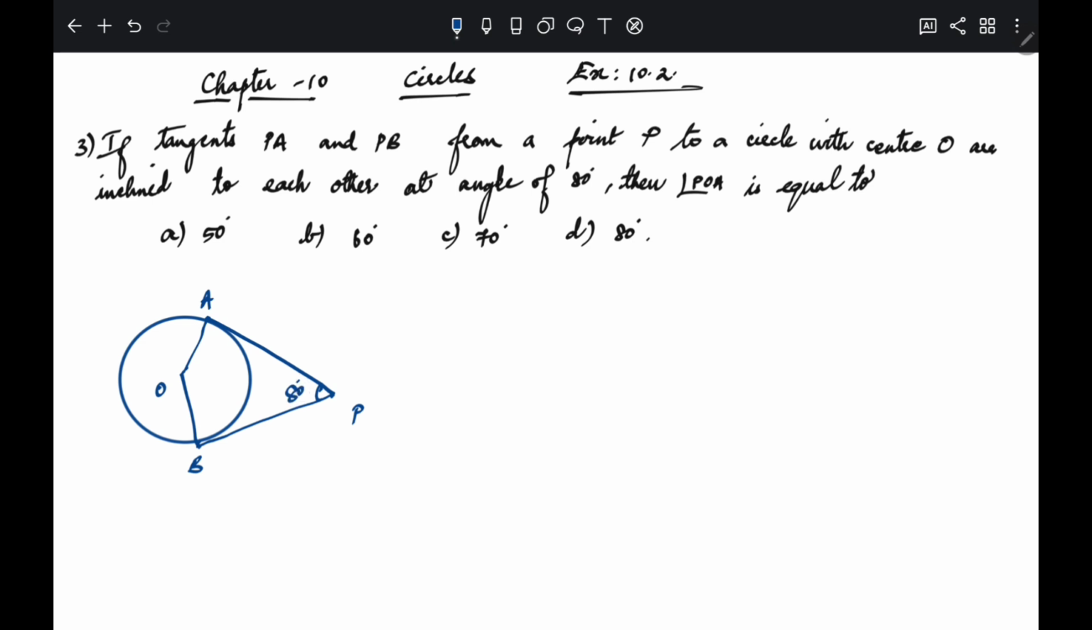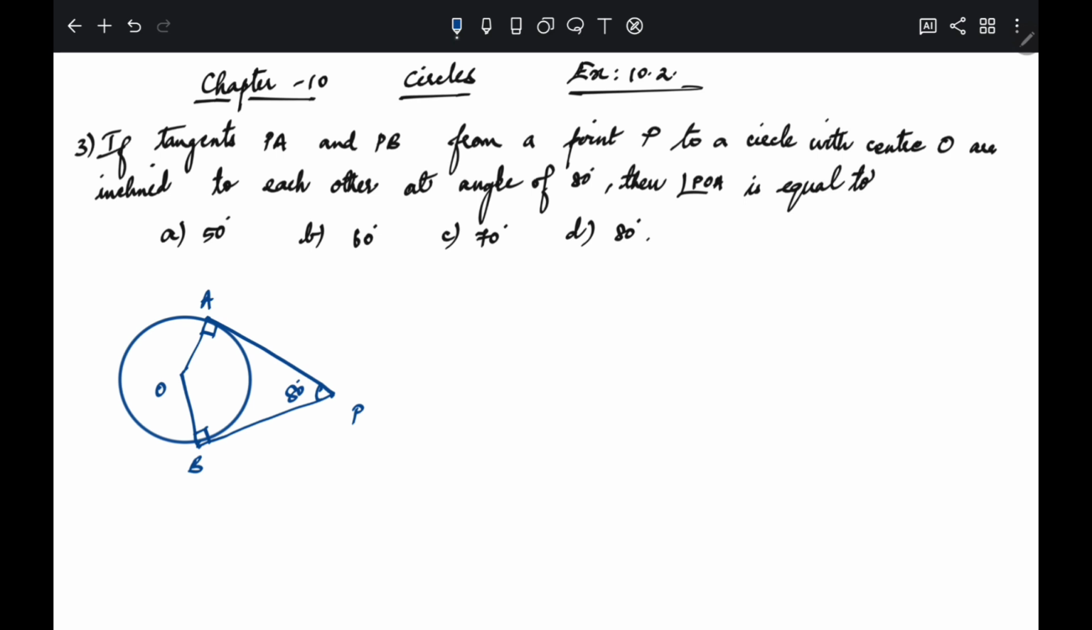And we know that angle OAP and angle OBP are 90 degrees by theorem 10.1. That is, the radius of a circle is perpendicular to the tangent at the point of contact. Clearly, OA is perpendicular to AP and OB is perpendicular to BP.